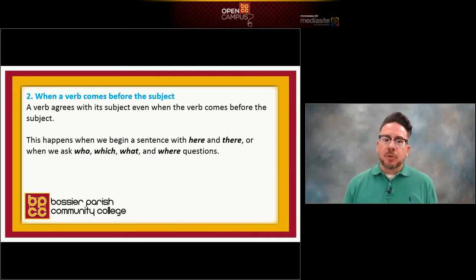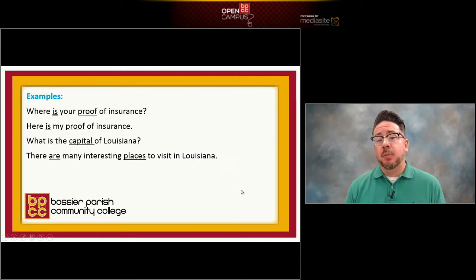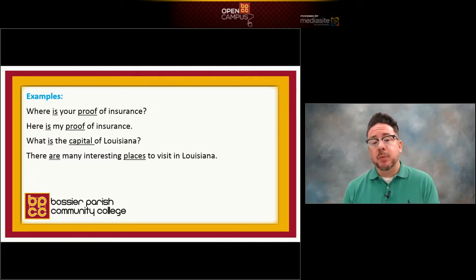All right, the second rule is that sometimes a verb will come before the subject, which can seem a little confusing at times. This happens when we begin a sentence with here or there, and it often happens when we ask a who, which, what, or where question. Let's take a look at a few examples here. Where is your proof of insurance? Now, the subject of this sentence is not where, the subject is proof, even though it comes after the verb.